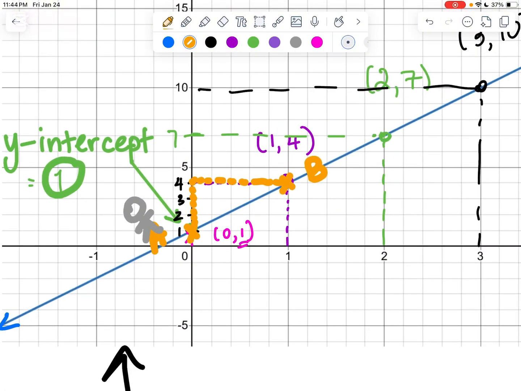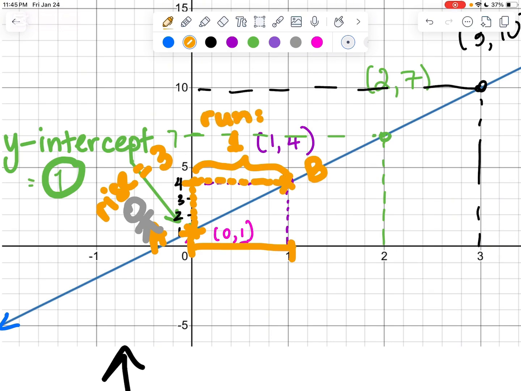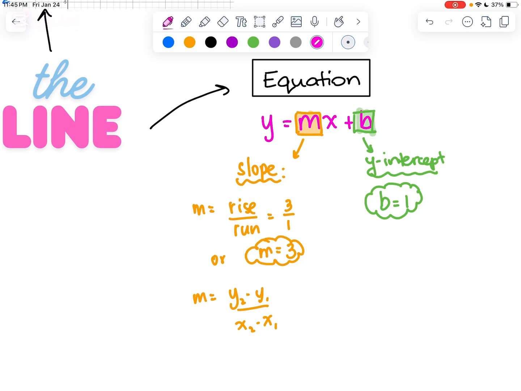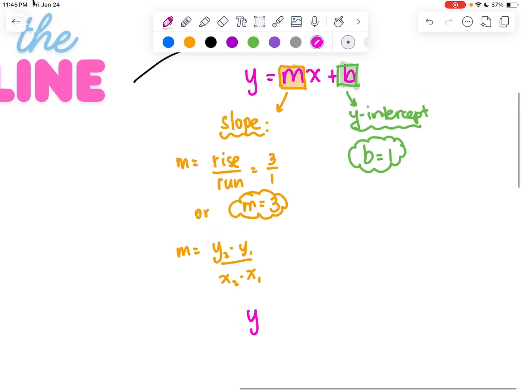Using this, I can see that my rise went from 1 to 4, so my rise is a positive 3. And my run is going from 0 to 1. It's only 1 unit for my run. So bringing it back to my formula, this is a rise of positive 3 over a run of 1, and when I reduce that, I get 3. My m is 3.